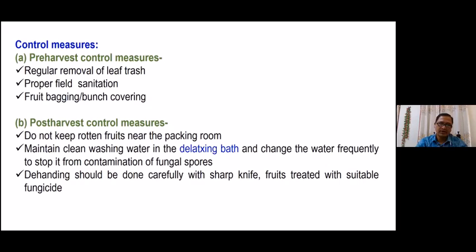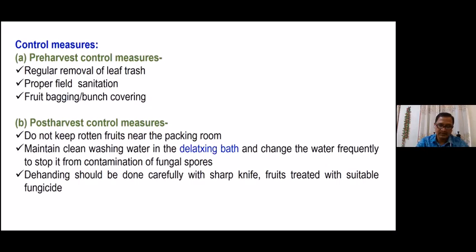eliminate these diseases. And after harvesting, we do not need to keep the rotten fruits near the packing area. We should keep them away. I mean, maintain clean washing water. The latex is released during handling, and the latex should be cleaned by washing the banana after harvest. So dehanding should be done carefully with a sharp knife. I mean, a sanitized knife needs to be used to separate the fruits from the bunches. We need to be careful to separate the fruit. Then it may help to eliminate these diseases.